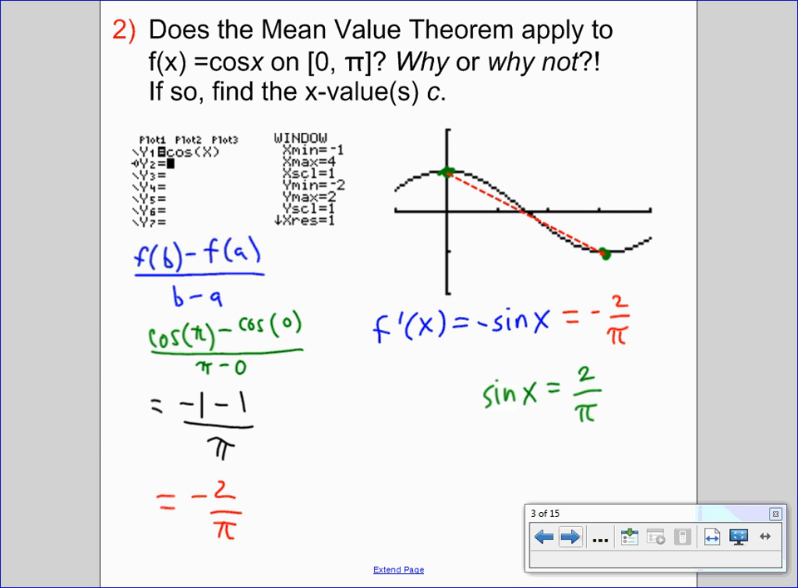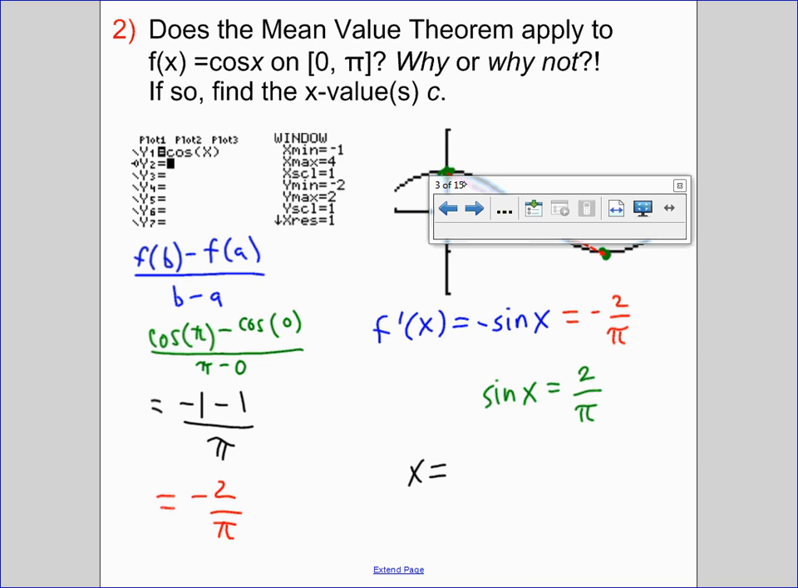So how do I solve sine of x equals 2 over pi algebraically? What do I do procedurally to solve for my angle x here? How am I going to solve that? Sophia? Absolutely, inverse sine undoes sine of and gets that angle alone. So we'll take the inverse sine of both sides. That will get x alone. And so I'll get x is given by the inverse sine of 2 over pi.